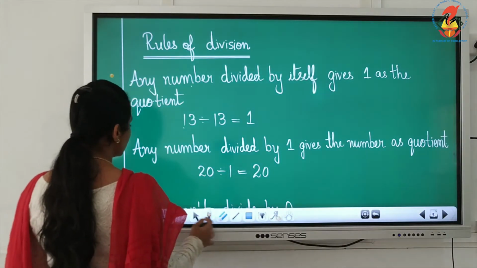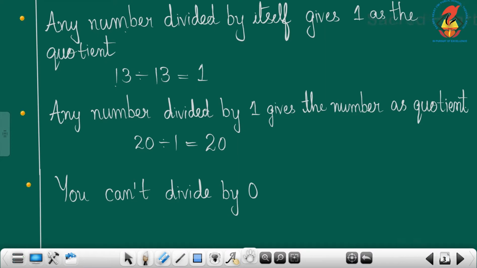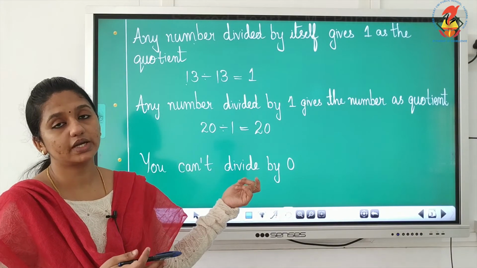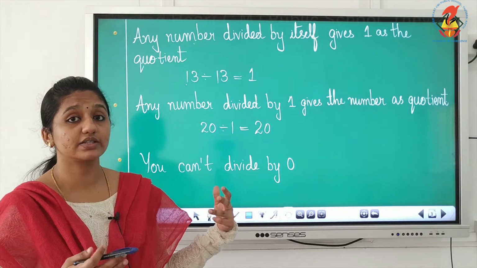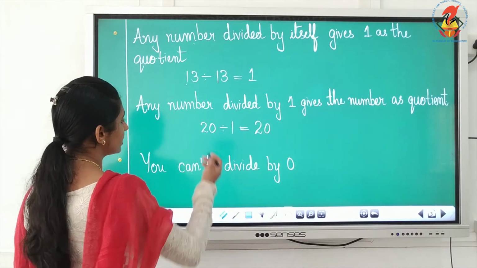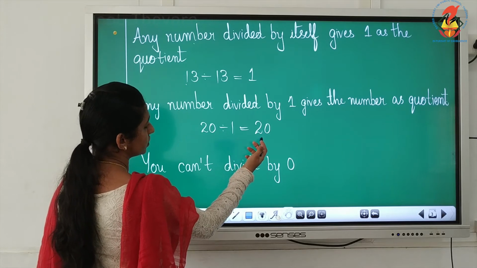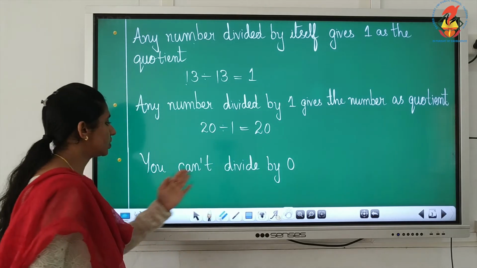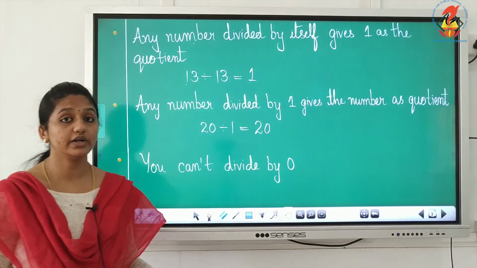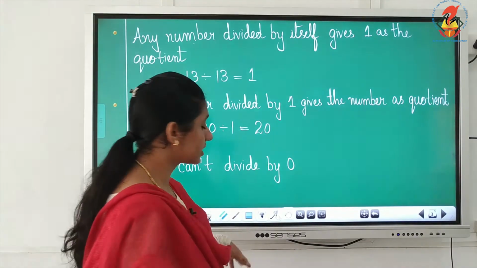Quotient means the answer in division. Okay. Second rule: any number divided by 1 gives the number itself as the quotient. So 5 divided by 1. In one's table, how many times does 5 go? It's 5. So the quotient is that first number itself. Another example, 20 divided by 1, the quotient is 20. We can't divide any number by 0. That is the rule.